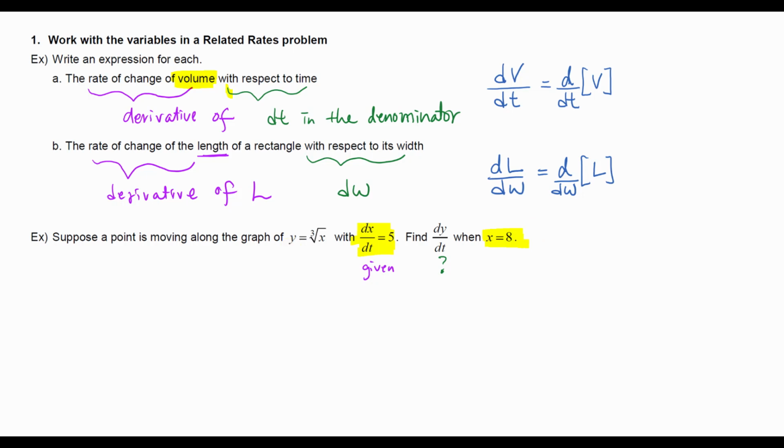So what do we do? Do you notice that these are both dx/dt and dy/dt? So x is a function of t, y is a function of t as well right now. So we need to do implicit differentiation for both x and y with respect to time. So let's go ahead and do that. Let's take the derivative of both sides of y equals cube root of x. I'm going to first rewrite y equals cube root of x as y equals x to the 1/3 power. Okay, we're taking implicit differentiation on both sides with respect to t.